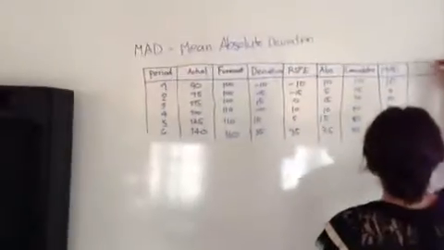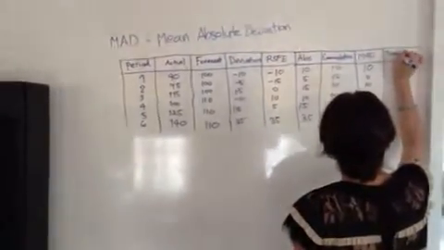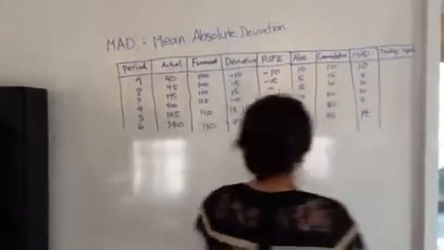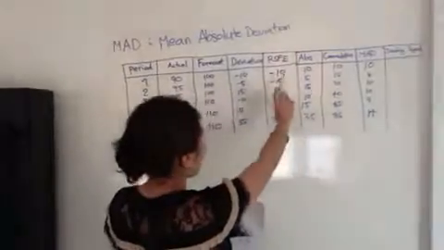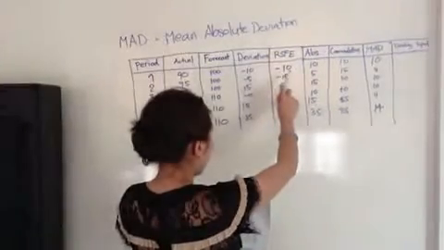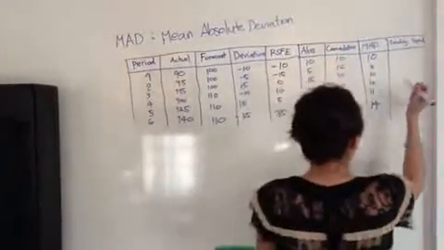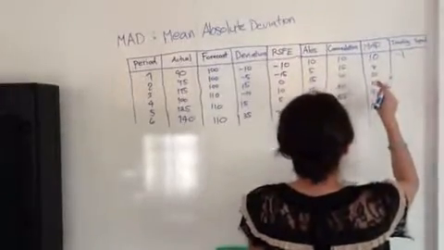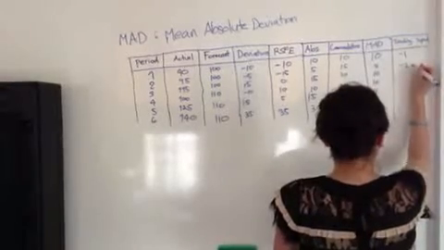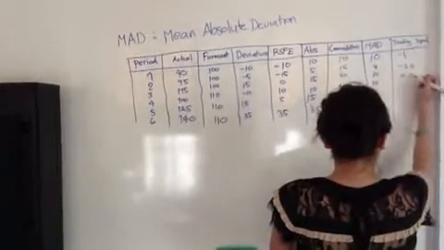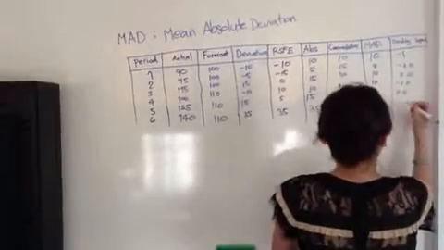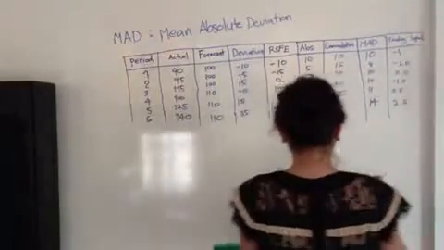The last column will be the tracking signal. For the tracking signal, the way is that you use the RSFE divided by MAD. So you use negative 10 divided by 10, which is negative 1. And you use negative 15 divided by 8, which is negative 2.0, 0.0, negative 1.0, 0.5, and the last one is 2.5.